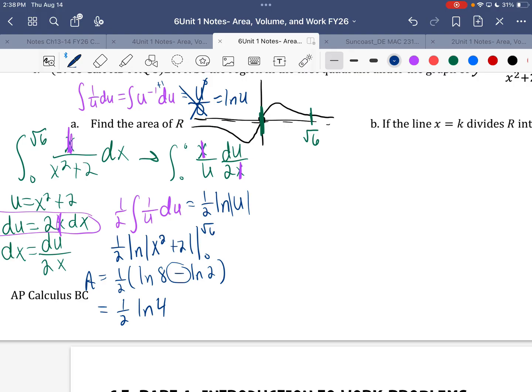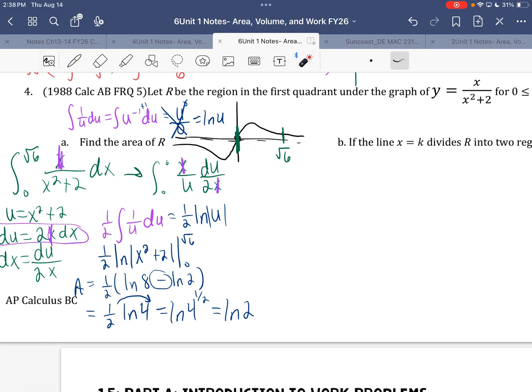You can leave it like that, but there's a 1/2 multiplying the front of it. What do we do with the half? Yes, it's the exponent. So now we have ln 4 to the 1/2, which is really the square root of 4. What's the square root of 4? 2. So again, totally fine for you to leave it as 1/2 ln 8 minus 1/2 ln 2, but because I'm trying to do a lot of algebra with it in B, I don't want to deal with all that if I can deal with ln 2. Okay, so then we know this whole region is ln 2.